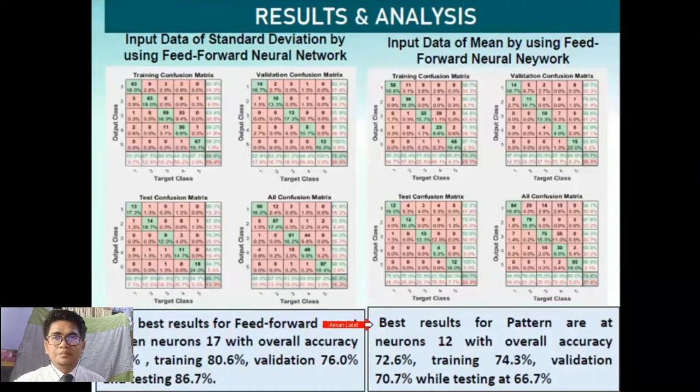66.7%. To conclude for both confusion matrices, the input data of standard deviation by using feed-forward neural network recognition system has the highest accuracy compared to the input data of mean.